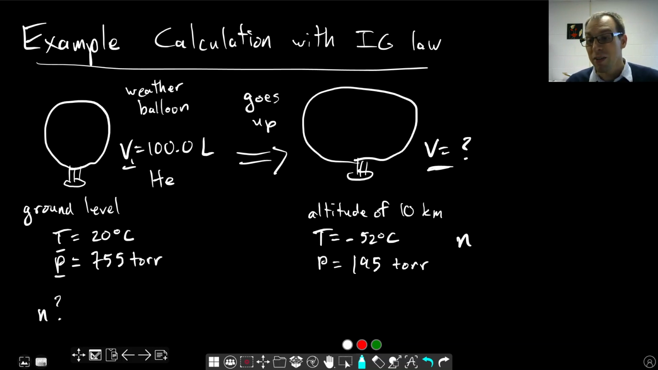Okay, so let's go ahead and calculate the number of moles. There are other ways of doing this where you sort of cancel things out, but this is the way that makes most intuitive sense to me. So we'll work through it this way. Your textbook uses a slightly different approach, but you get the same answer either way.